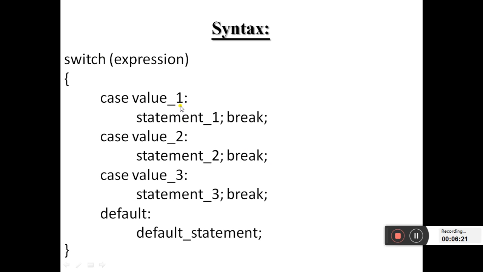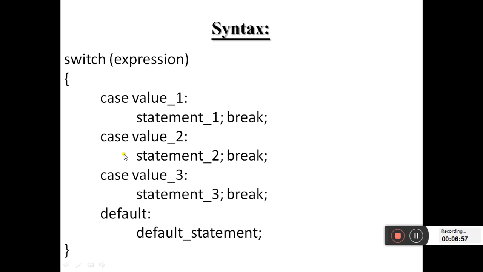Then the case 1 value, here value 1 will match with the expression provided by you. If the match is found, that means it will return true, and then the statement 1 block will get executed, and then we'll give a break here, skip all these statements and come out of this switch case block. But if there is no match found with value 1 and the expression, then it will avoid this block and come to the case 2 value.